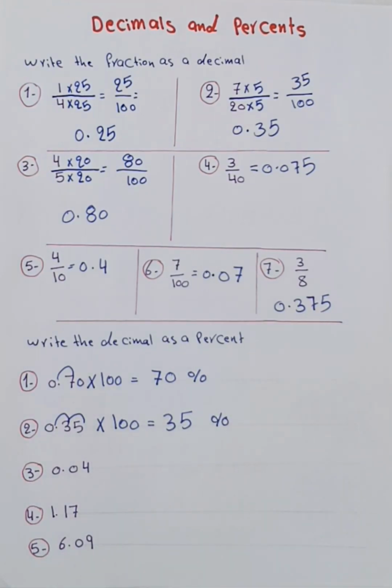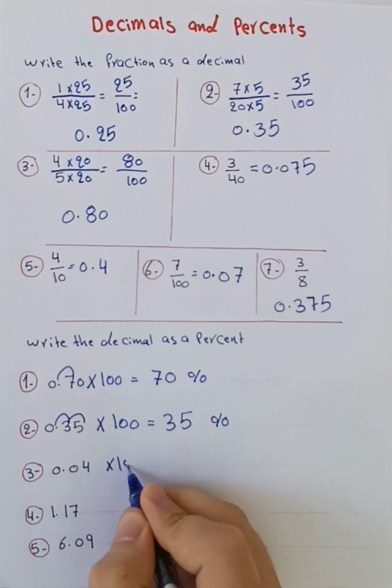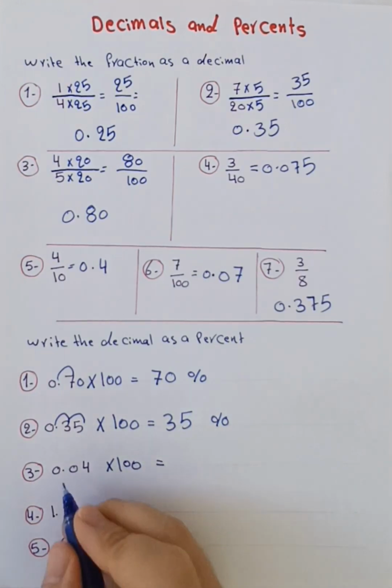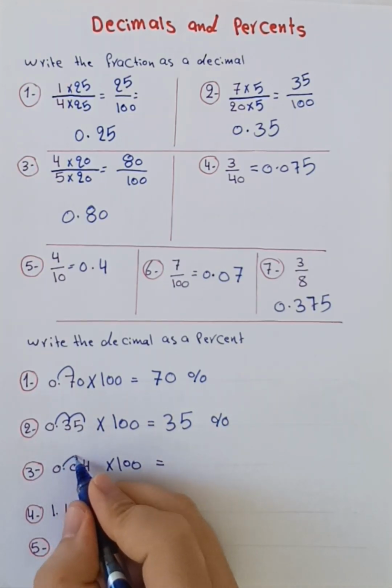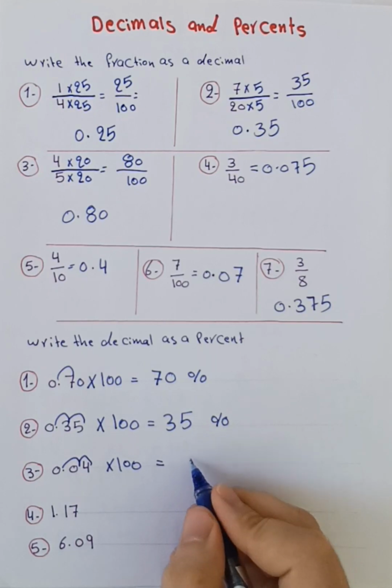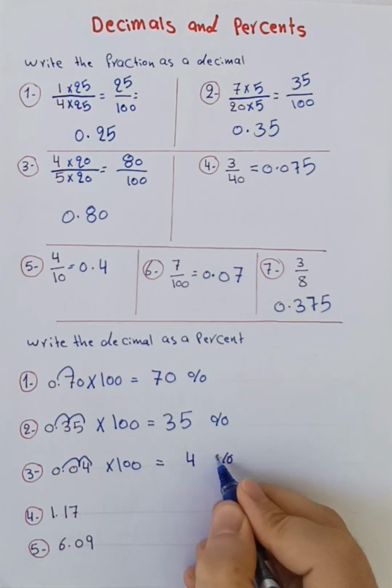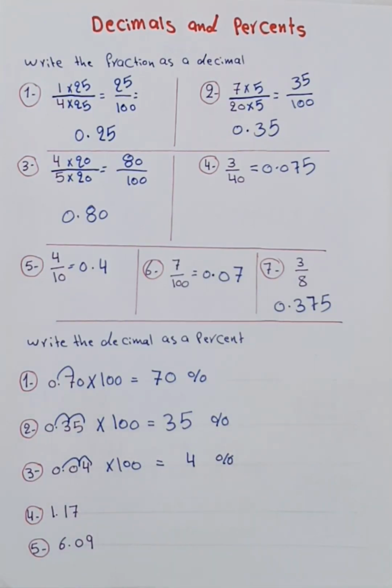Number 3, we have 0.04. We have to multiply by 100 to change to percent. The decimal point moves 2 steps to the right. 1, 2. Equal to 4%.